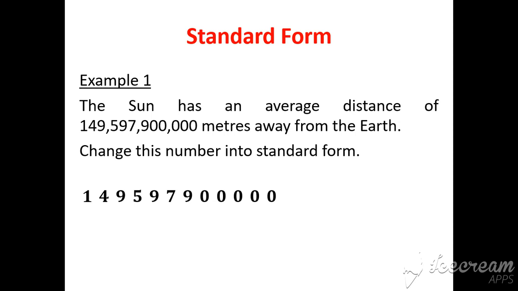So we're going to write it as 1.495979. We don't need to write any of the zeros at the end. And because we moved it 11 times to the right, we're going to multiply this by 10 to the power of 11.